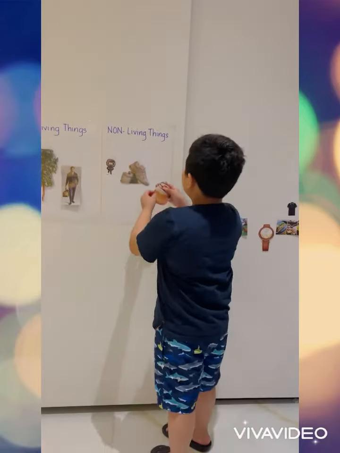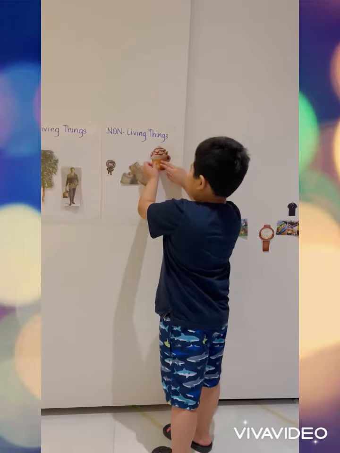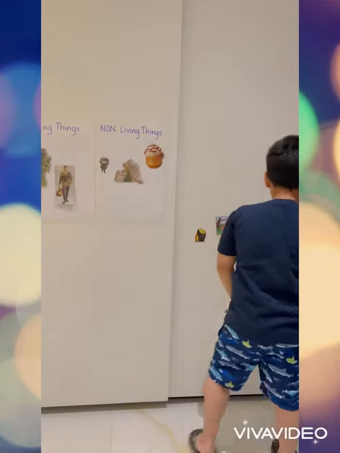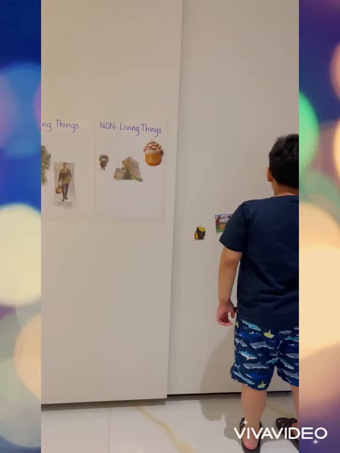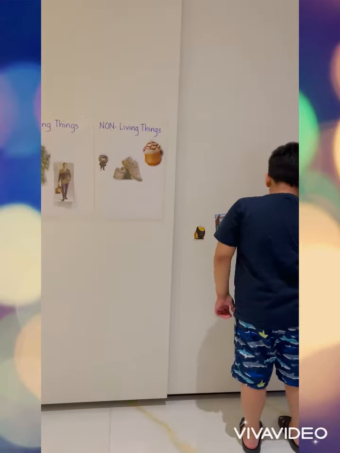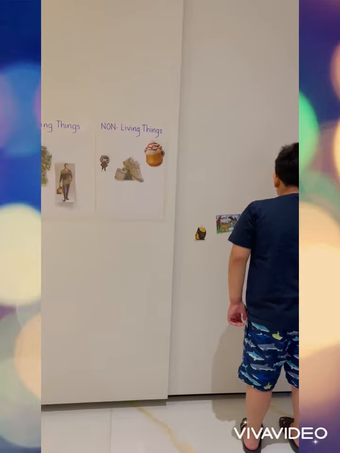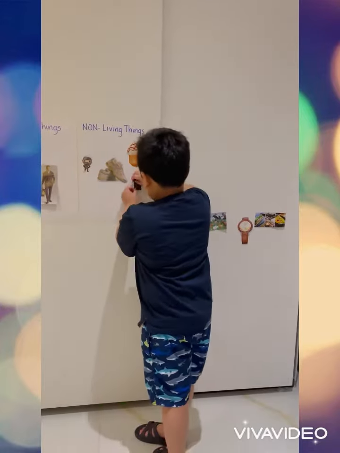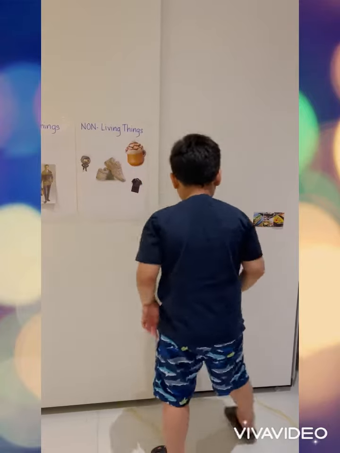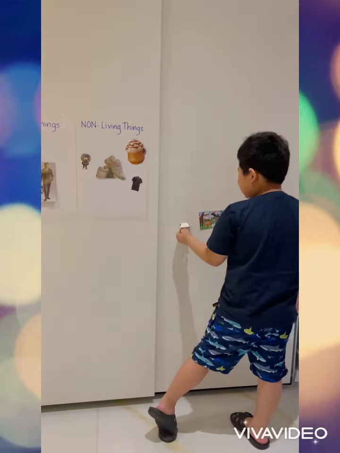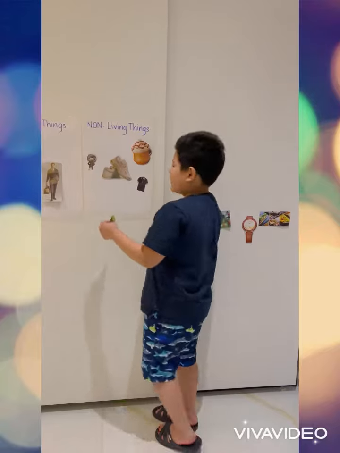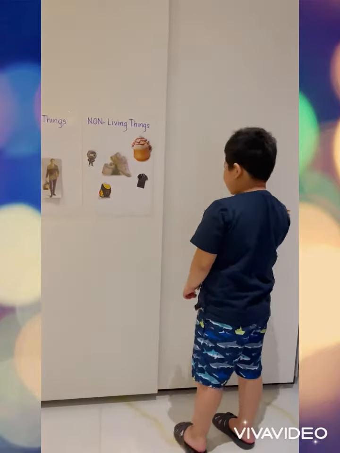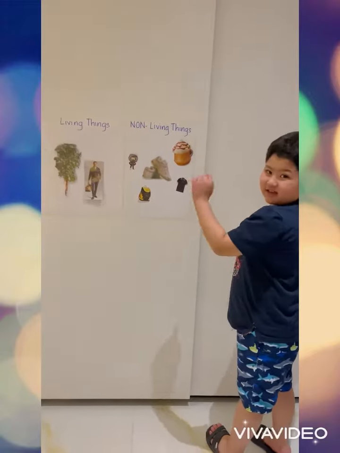And this coffee belongs to non-living things, because it's not talking, right? Yes. And the t-shirt belongs to non-living things. And the bag belongs to non-living things. And this animal belongs to living things.